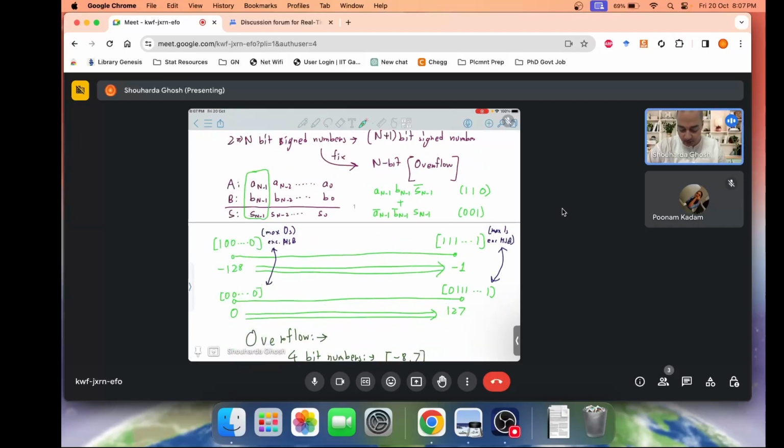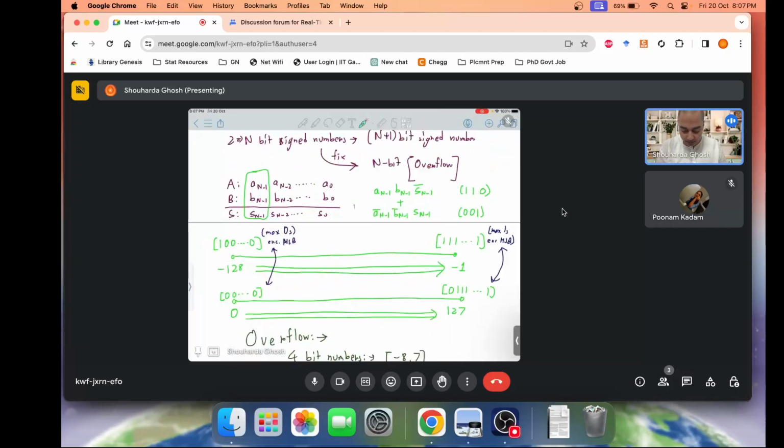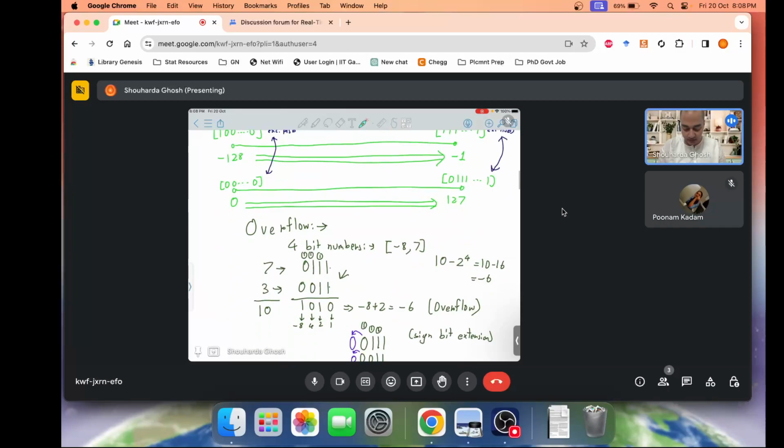Similarly, on the number line, if you look at the representations, the most negative number has the maximum number of zeros and only the MSB as 1. As you decrease the magnitude of the negative number, you will have more and more ones. On the other hand, if you have a positive number which is very low in magnitude, you are going to have lots of zeros, and if you have a positive number with high magnitude, you are going to have lots of ones. And then I showed an example of overflow.